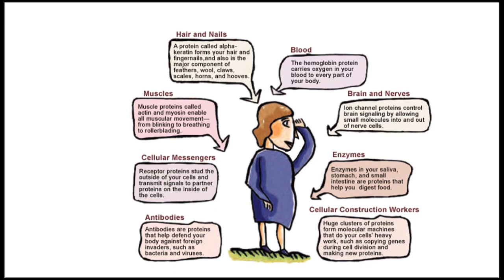Okay, so for this slide, this is examples of different proteins throughout the body. So we've got things like antibodies, cell messengers, muscles, hair, nails, blood, brain and nerves, enzymes, and cellular construction workers. So what I would like you to do here is realize that different proteins are activated in different parts of the body, carrying out different functions. And each protein has its own name.